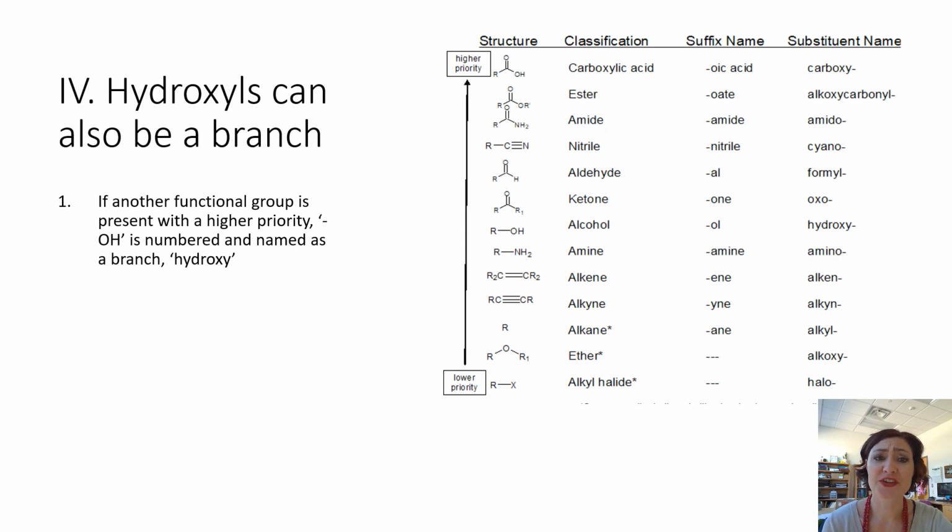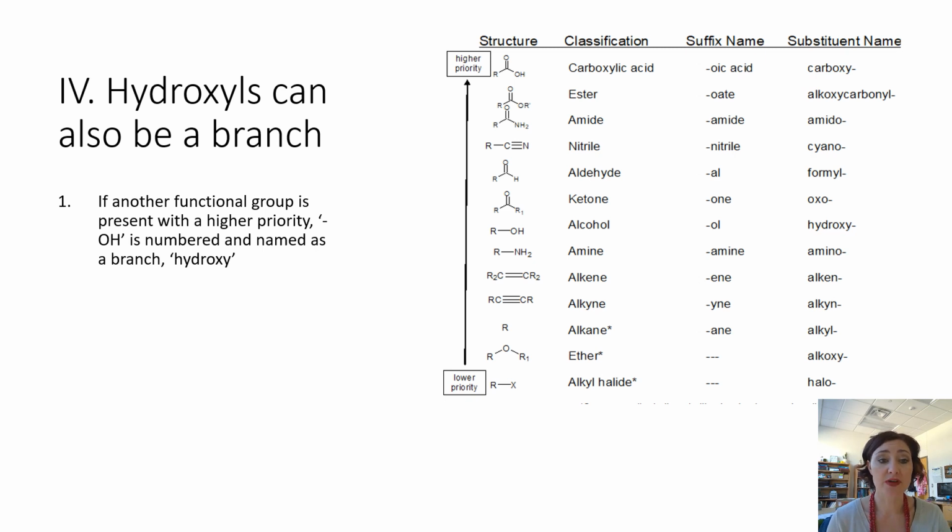Later on in the semester, you're going to see hydroxyls that are acting as a branch, and this has to do with the priority of the functional group. So some molecules have very low priority, and some have higher priority. The higher priority functional group gets to be the parent name, and so it's going to be the suffix that you wind up naming it for, and you'll name the other functional group as a branch. So OHs or hydroxyls can also be a branch.